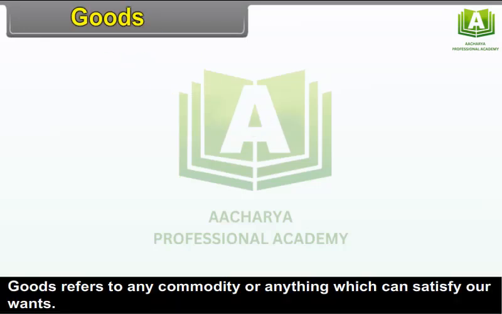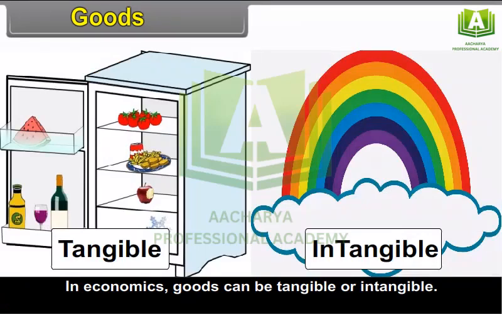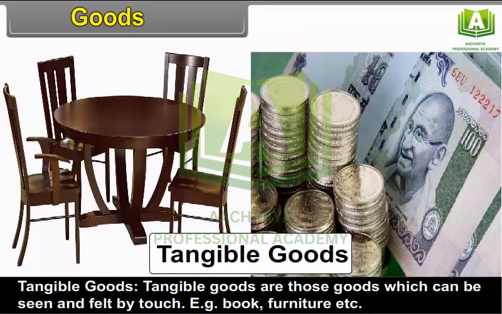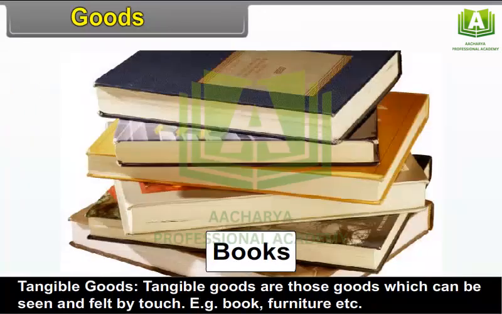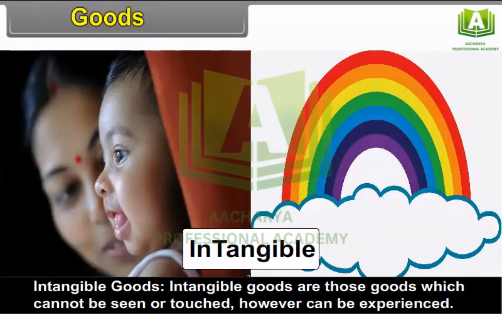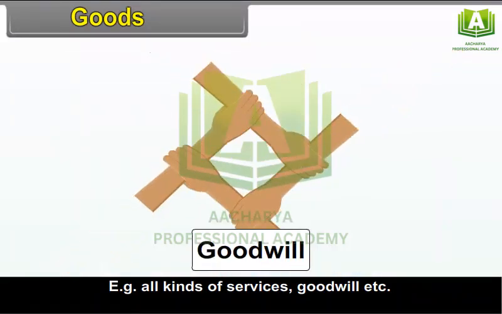Goods. Goods refer to any commodity or anything which can satisfy our wants. In economics, goods can be tangible or intangible. Tangible goods are those goods which can be seen and felt by touch, for example, book, furniture, etc. Intangible goods are those goods which cannot be seen or touched, however, can be experienced, for example, all kinds of services, goodwill, etc.